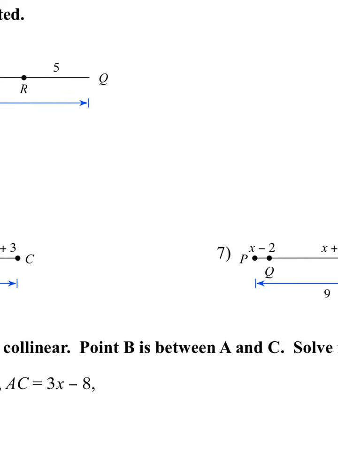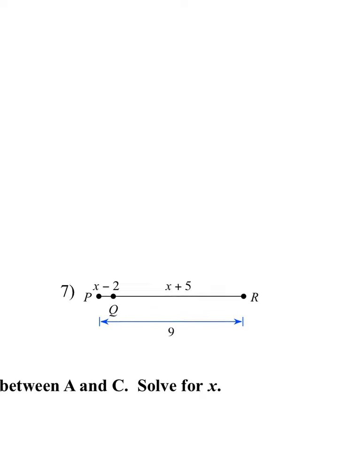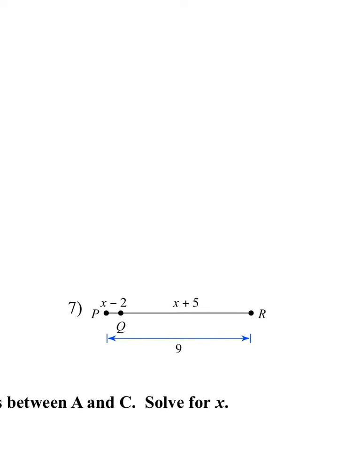We did 5 and 6, so now we're going to work on 7. I got all this lovely space here, good. Again I have my short segment here, PQ. I've got my longer segment here, x plus 5. I know that when I add those together, I end up with this total part here, 9. So I'm going to take my two smaller parts. I have x minus 2, and I'm going to add x plus 5, and set that equal to the total, which was 9.